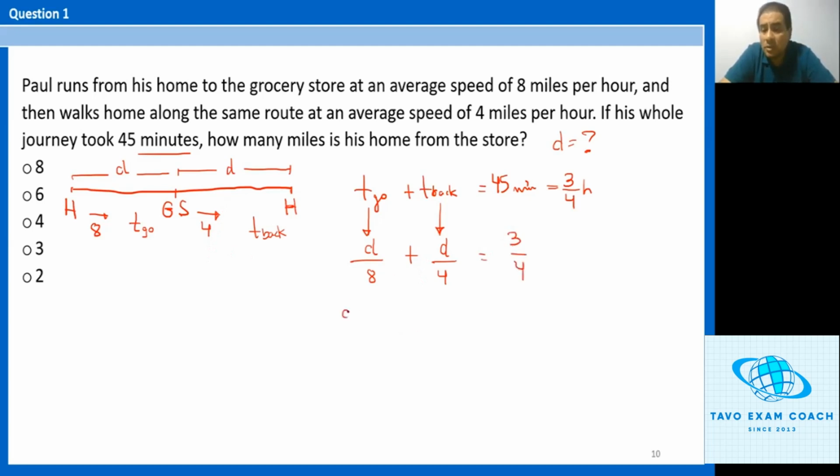So now what we can do is just factor, right? Or multiply everything by 8. So it will have d plus 2d equals 3 times 2. And that would be 6. So from this, we know that the distance is actually 2, okay? And that would be the answer.